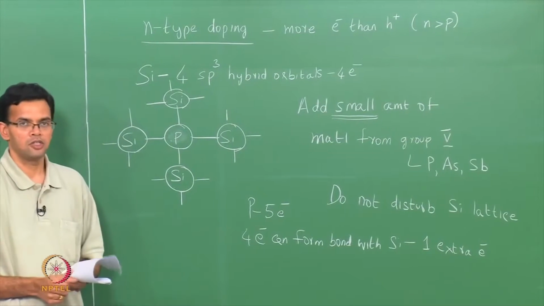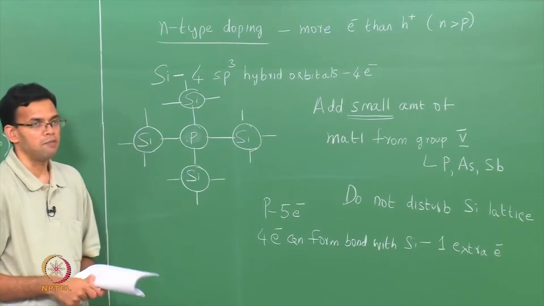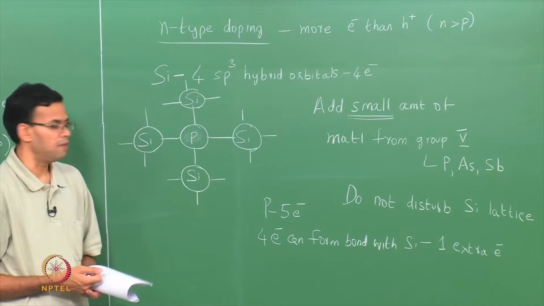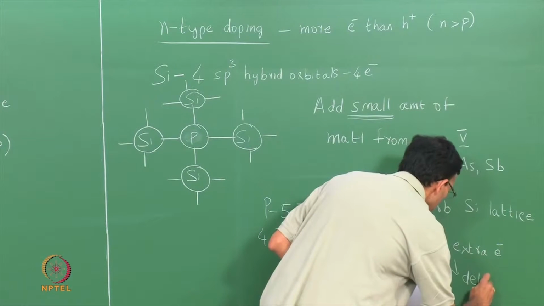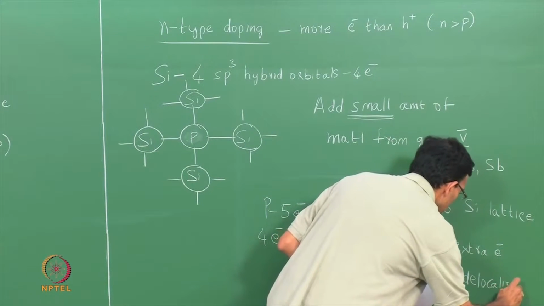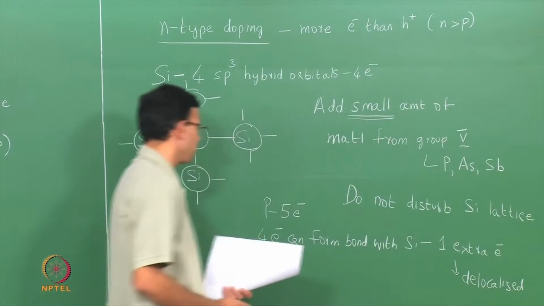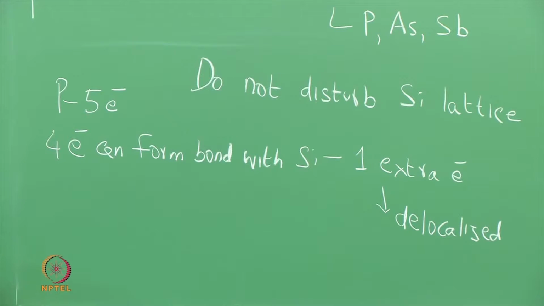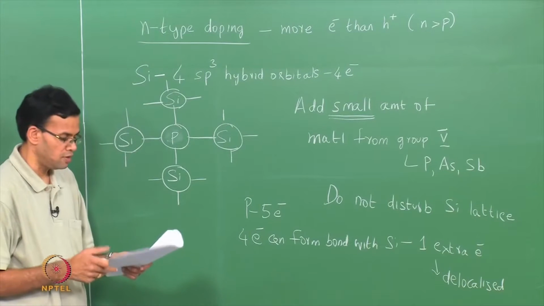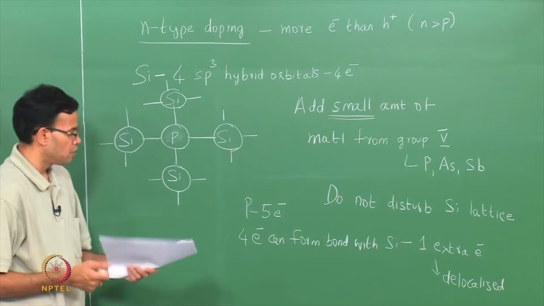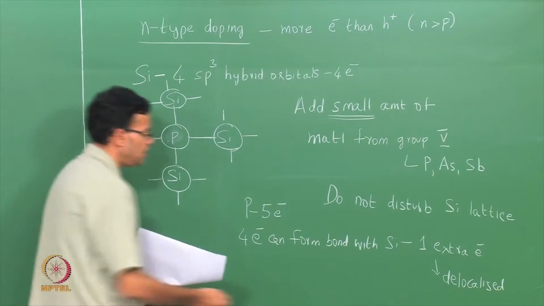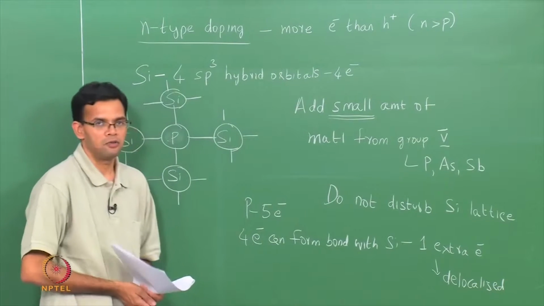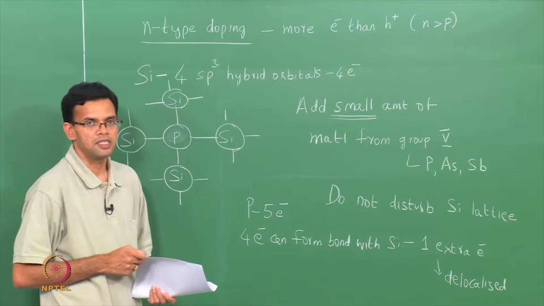Now, this extra electron that is available can be delocalized and it can be made available for conduction. So, thus by adding phosphorus atoms, for each phosphorus atom you have created one extra electron in the system. The question of course is how much energy does this electron have, and is it easy to make it delocalized at room temperature. Let us look at that calculation next.